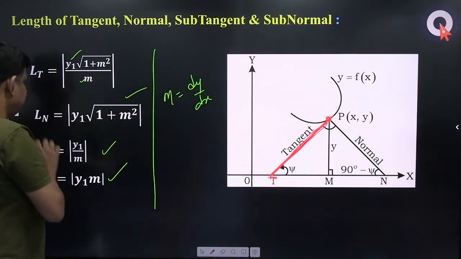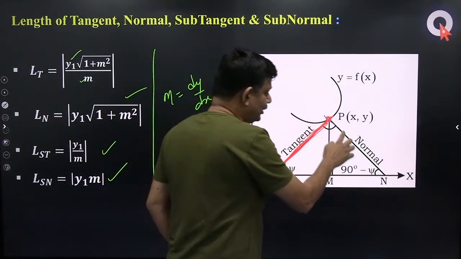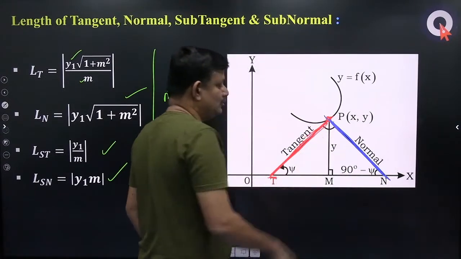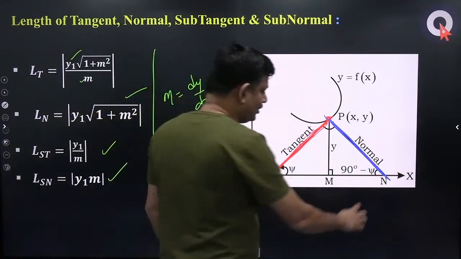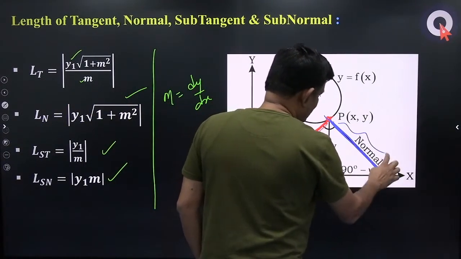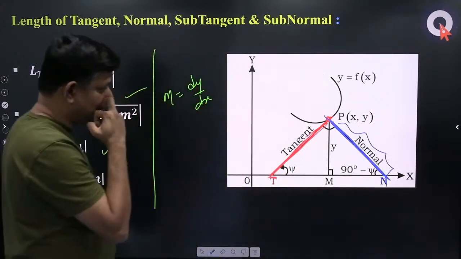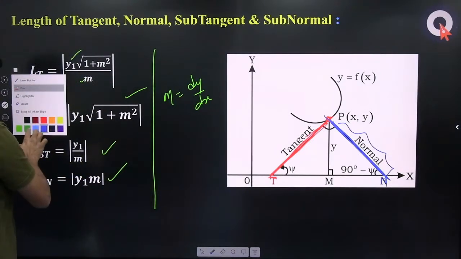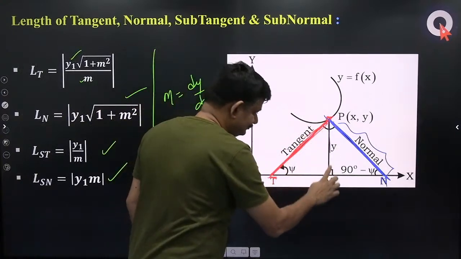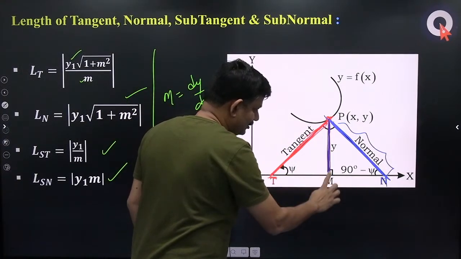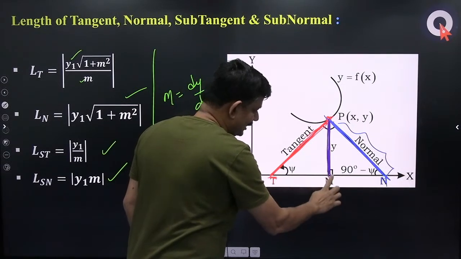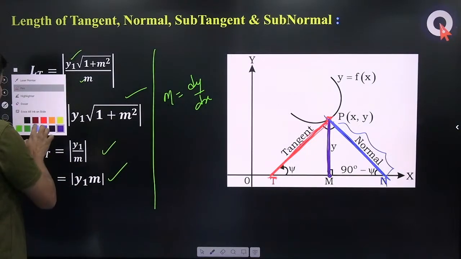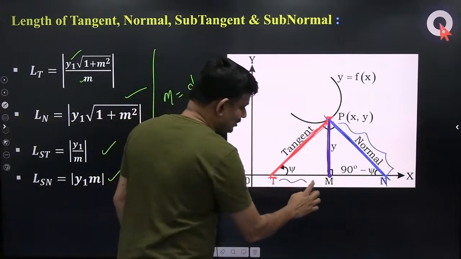Similarly, if you are drawing normal at point P, to cut x-axis at N, PN is called length of the normal. PT length is called length of the tangent. Now draw a projection of P on x-axis. Draw foot of the perpendicular from P on x-axis. Let's say this is your foot of the perpendicular on x-axis, M. Then the length MT is called subtangent.